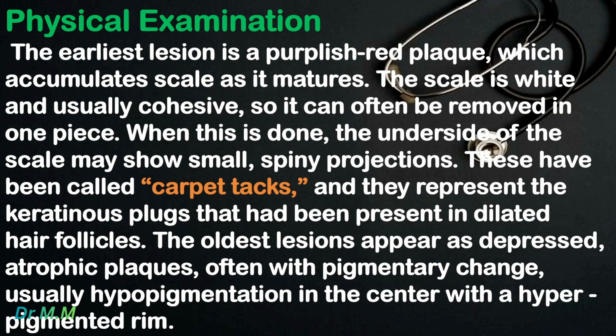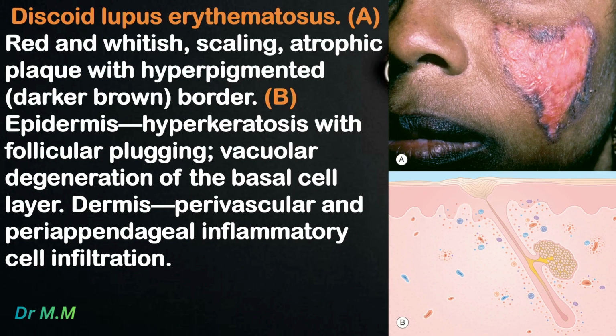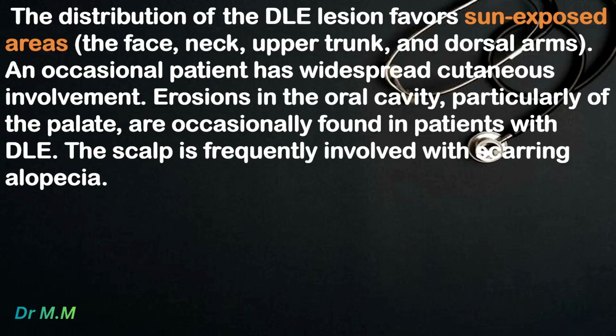The oldest lesions appear as depressed atrophic plaques, often with pigmentary change, usually hypopigmentation in the center with a hyperpigmented rim. Discoid lupus erythematosus: a red and whitish scaling atrophic plaque with hyperpigmented or darker brown border. In the epidermis, hyperkeratosis with follicular plugging and liquefaction degeneration of the basal cell layer is present. In the dermis, perivascular and periappendageal inflammatory cell infiltration is present.